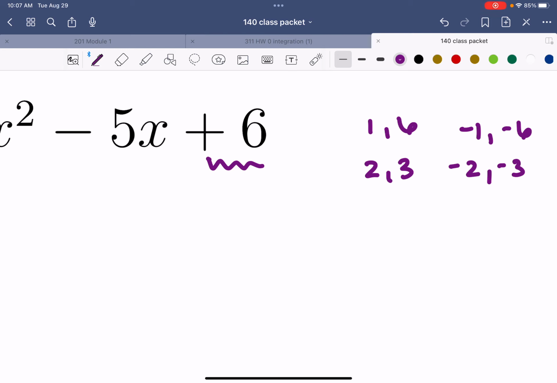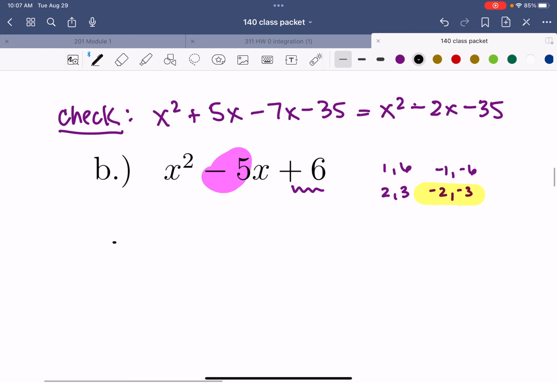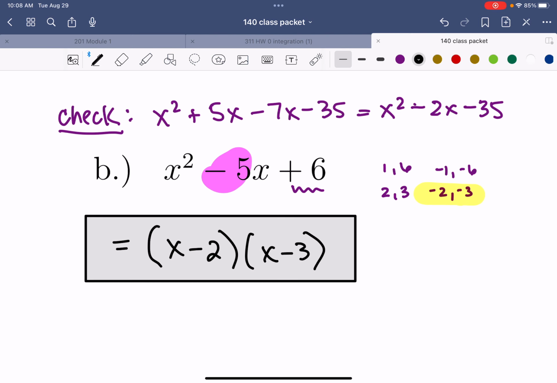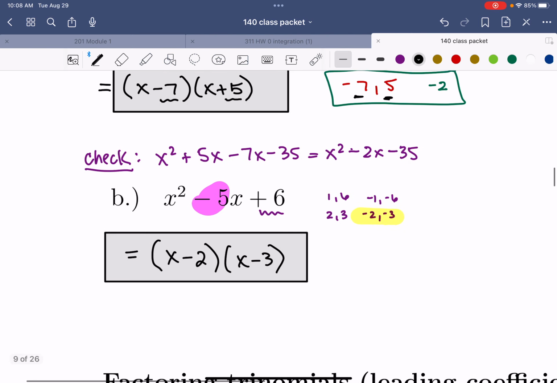Question is, which of these four combinations are going to add to negative 5? Well, the positive ones will give me positive answers, so that's not going to work. So it's got to be one of the two negative ones. It's going to be this one, right? Negative 2 and negative 3 multiply to 6, but add to negative 5. And so that means that my factorization is x minus 2 and x minus 3. Now, if you like plus negative instead of minus, that's fine too. But this is what we want as our final answer. Okay. So that's how we factor when our coefficient is just a 1.